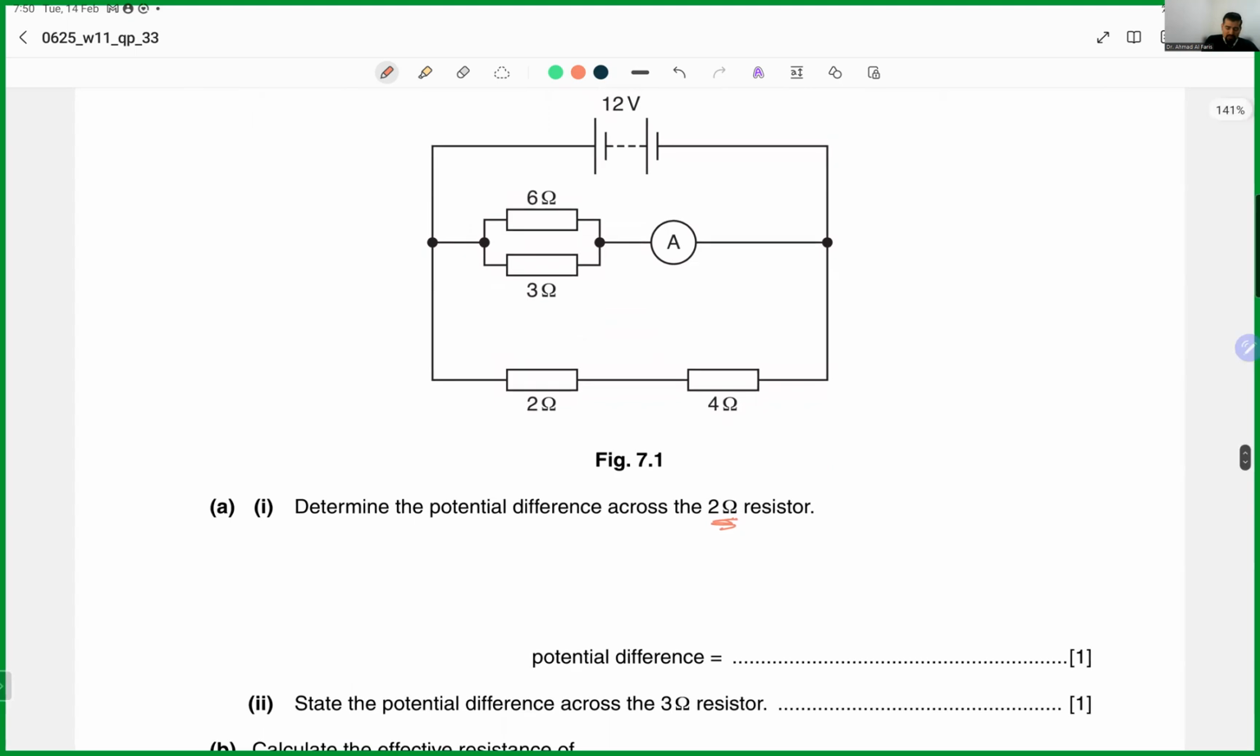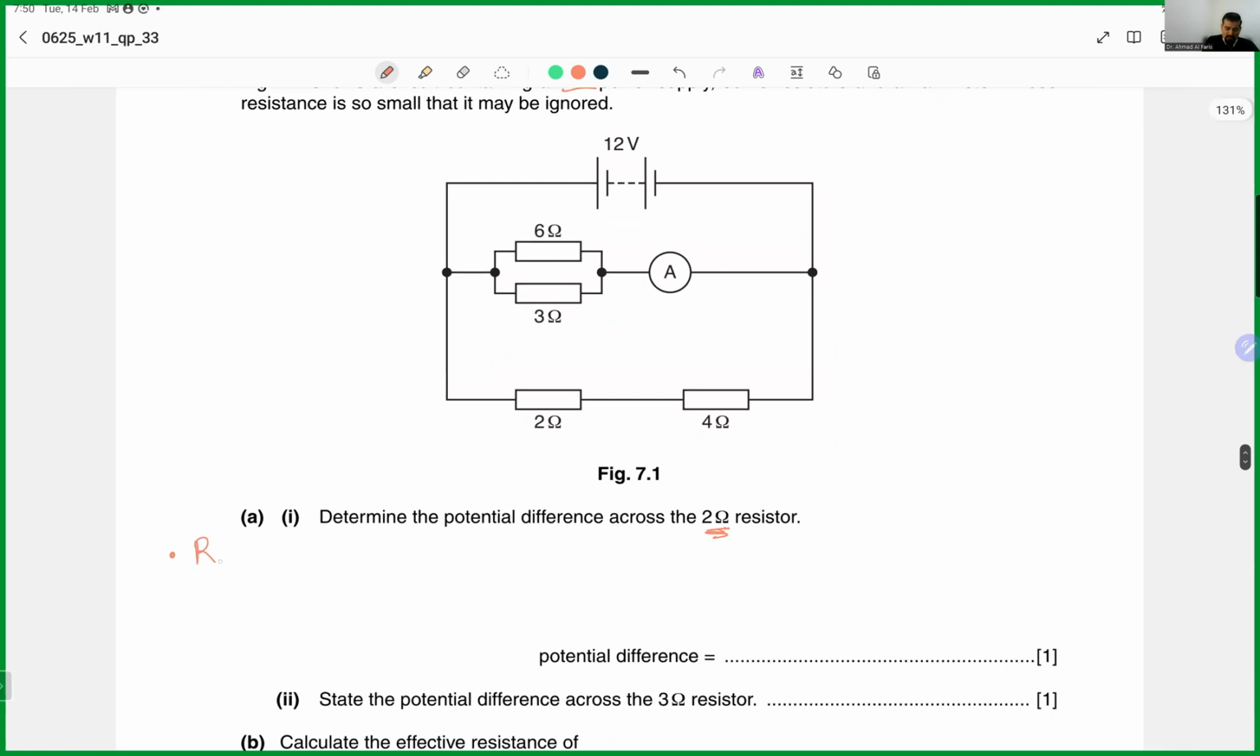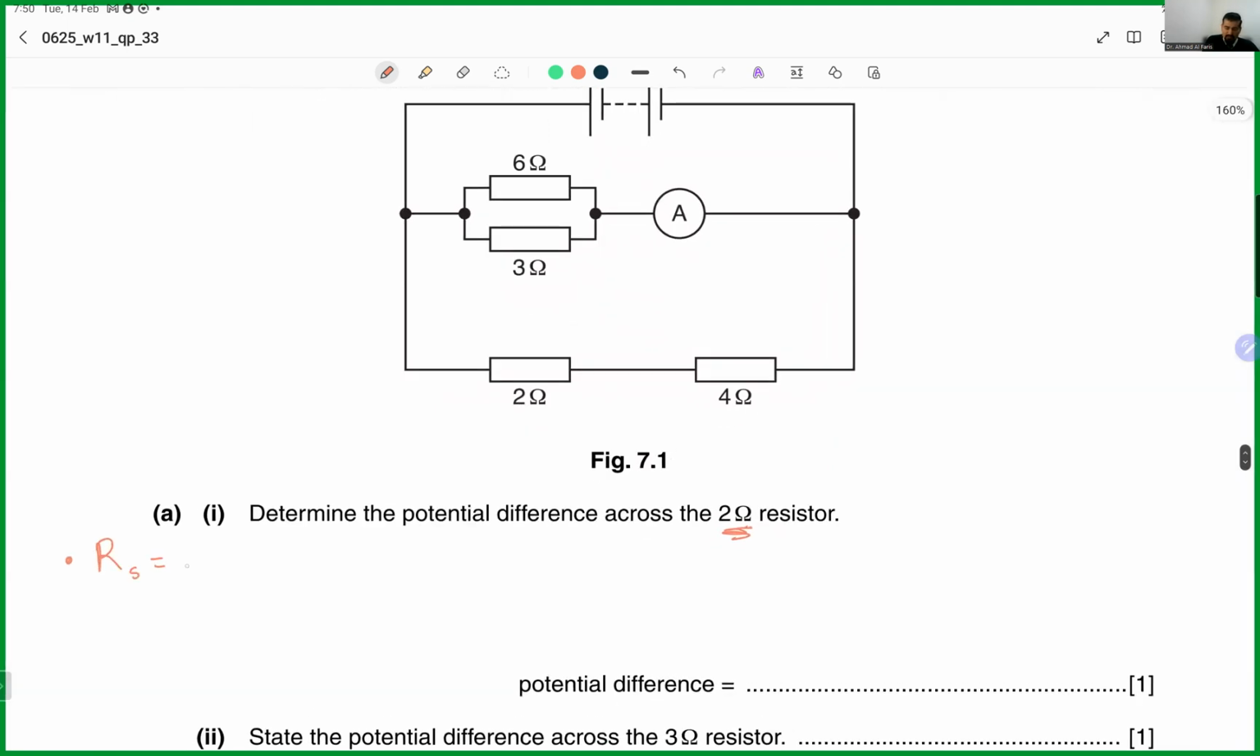For example, because these 2 resistors are in series, R in series for both of them would be 2 plus 4, which is 6 ohms. This is the first step. Second step, I will find the current that passes through the circuit. We know that V total equals I multiplied by R in series, so 12 volts equals I multiplied by 6. That means I equals 2 amperes. This is the second step.